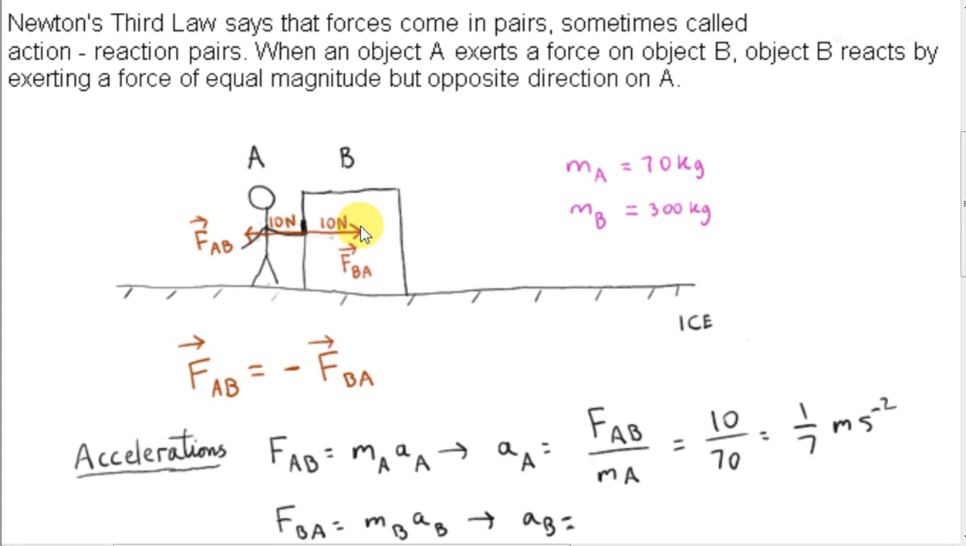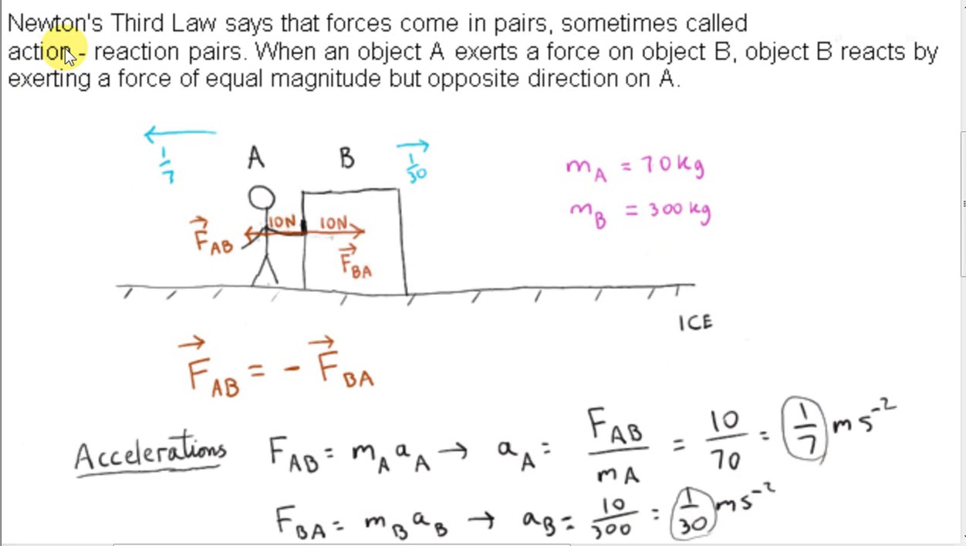Similarly, the resultant force on B is FBA. Its magnitude is 10. By Newton's second law, that's the mass of B times the acceleration of B. Newton's second law tells us as well that the resultant force and the acceleration are in the same direction. To get the acceleration, we divide the resultant force, which is 10, by the mass, which is 300. So we get 1/30th of a meter per second squared. So we see that object B will accelerate to the right with a smaller acceleration than object A. Object A accelerates to the left with an acceleration of 1/7.